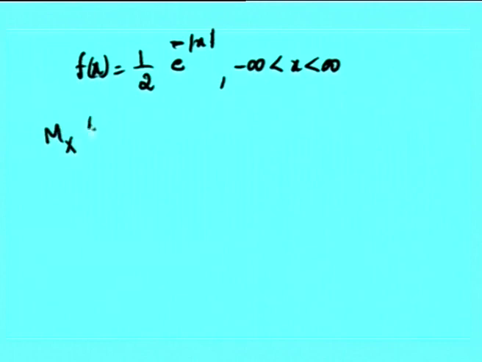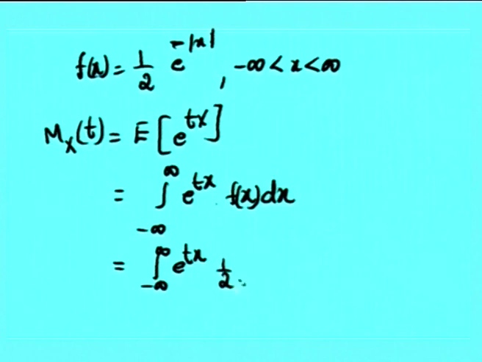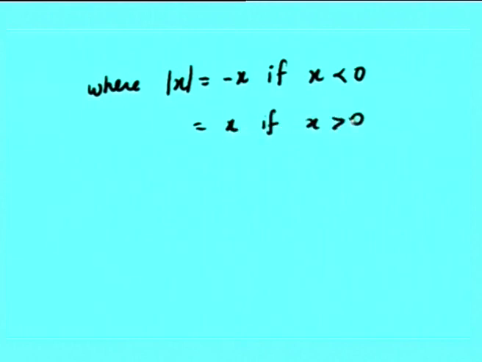We have to find out moment generating function, mx of t is equal to expectation of e power tx equal to integral minus infinity to infinity e power tx into f of x dx. But f of x is a modulus function, and modulus function has two definitions, one for positive, another one for negative. Therefore, it is 1 by 2 e power minus mod x dx, where we know the definition of mod x equal to minus x if x is less than 0 and equal to x if x is positive.